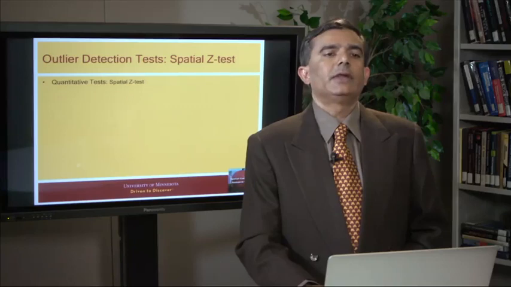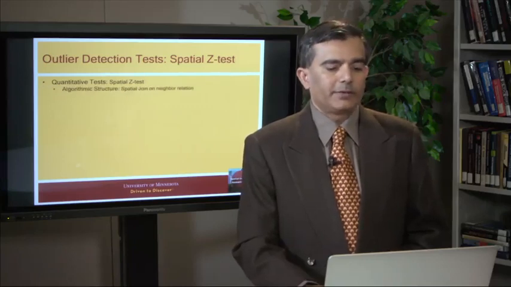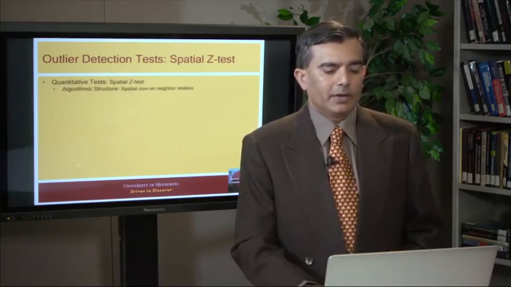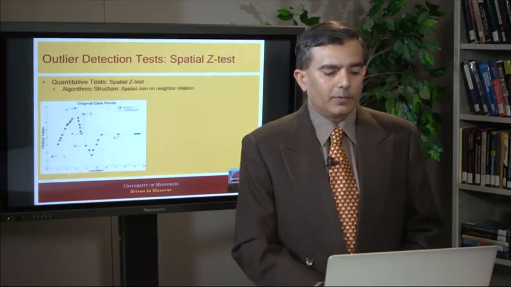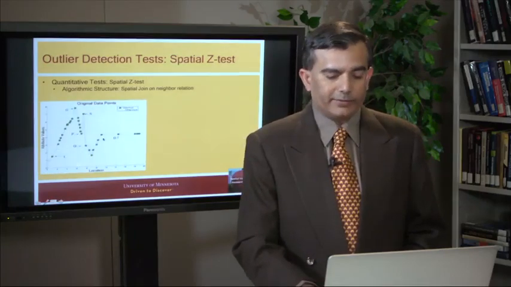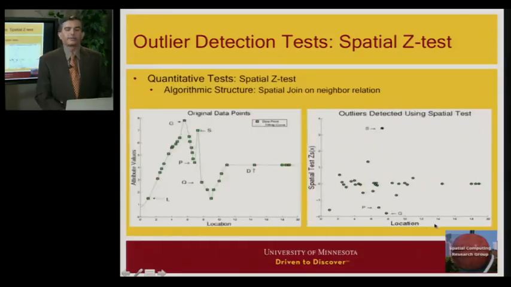You can do the same thing more directly. In this case, we are going to show you a Z test, where you basically take these end points. Your x-axis can be left as location, the same location that we had before. And the y-axis is essentially the difference between the neighborhood attribute value and the point's own attribute value. So you look at the difference and then you normalize it.